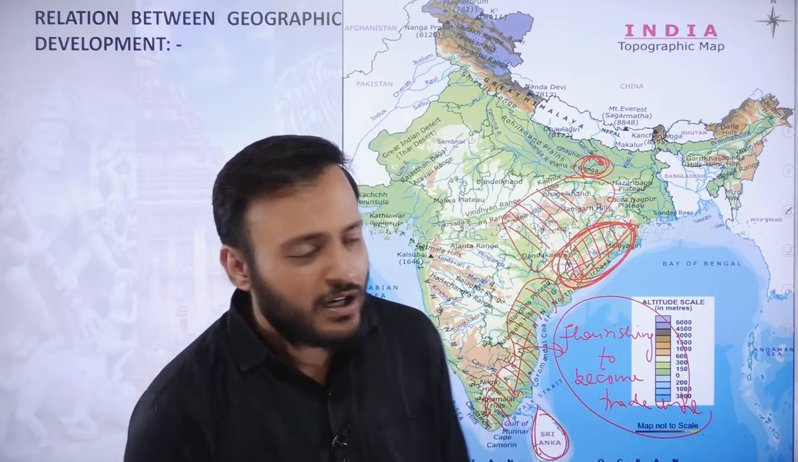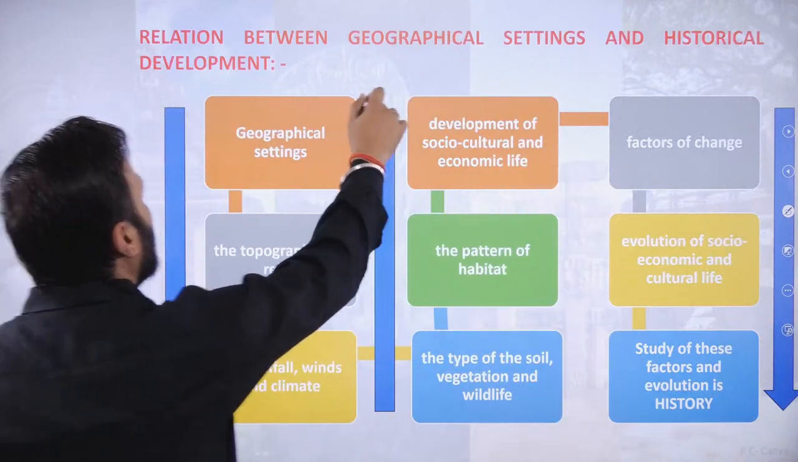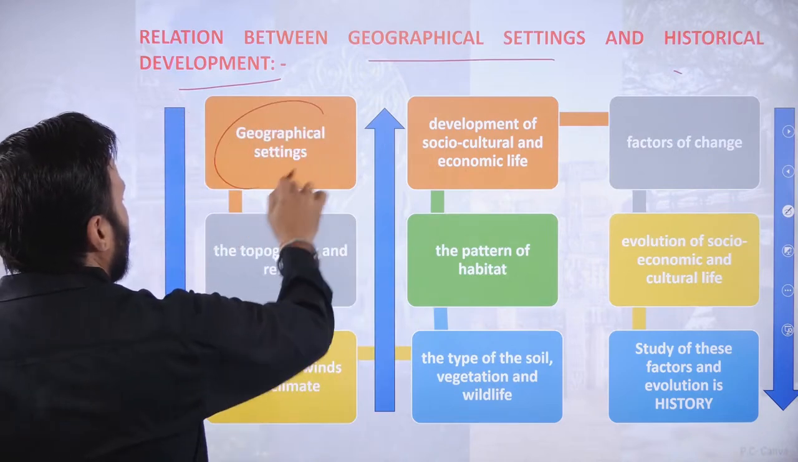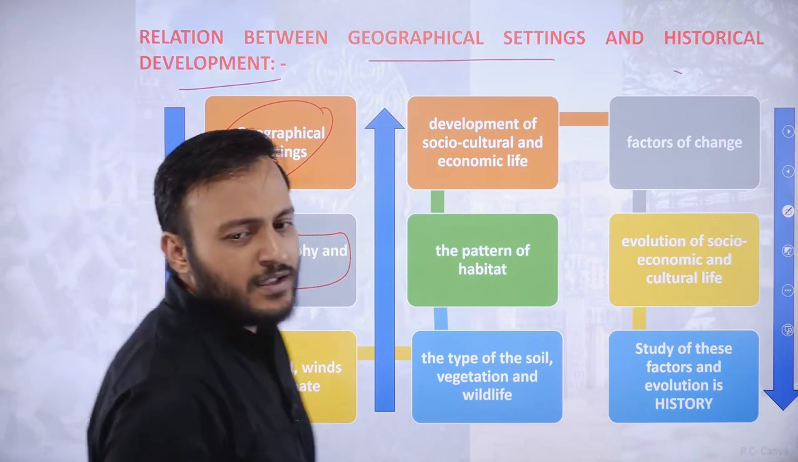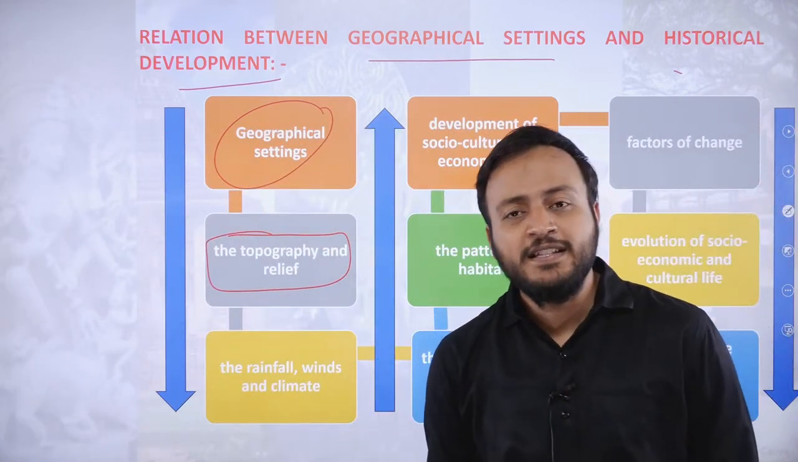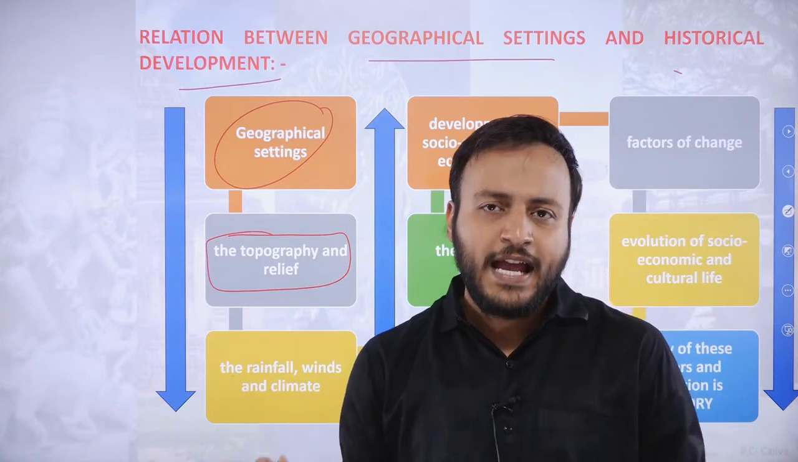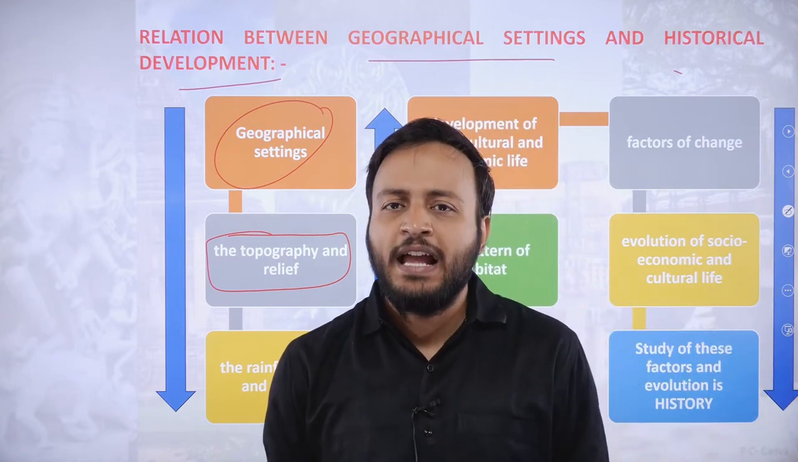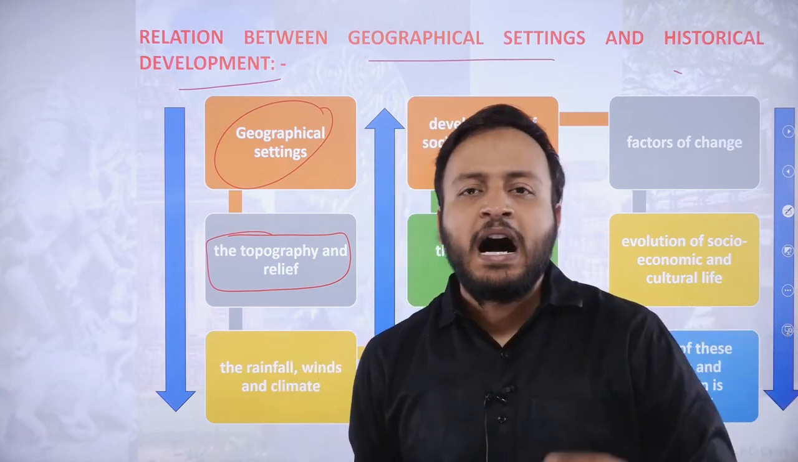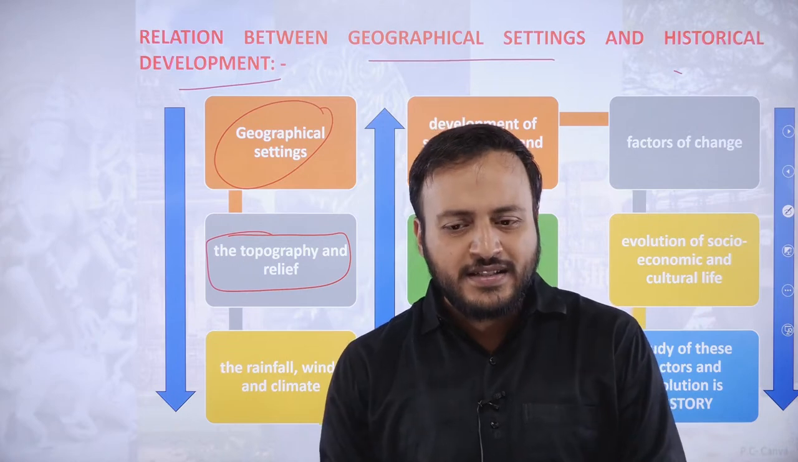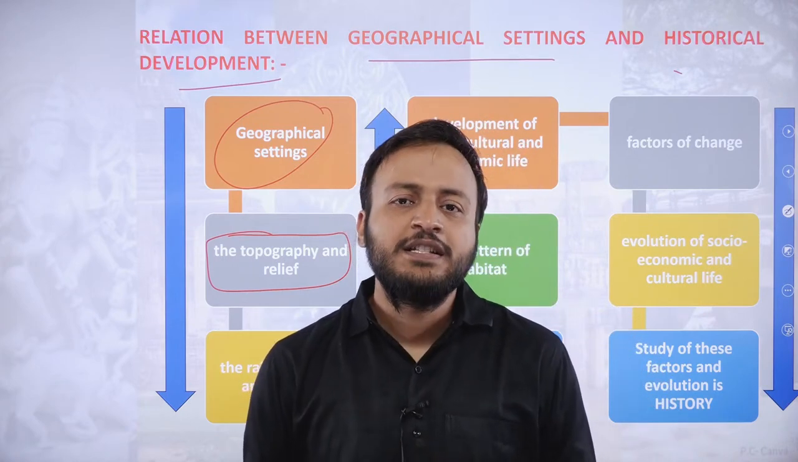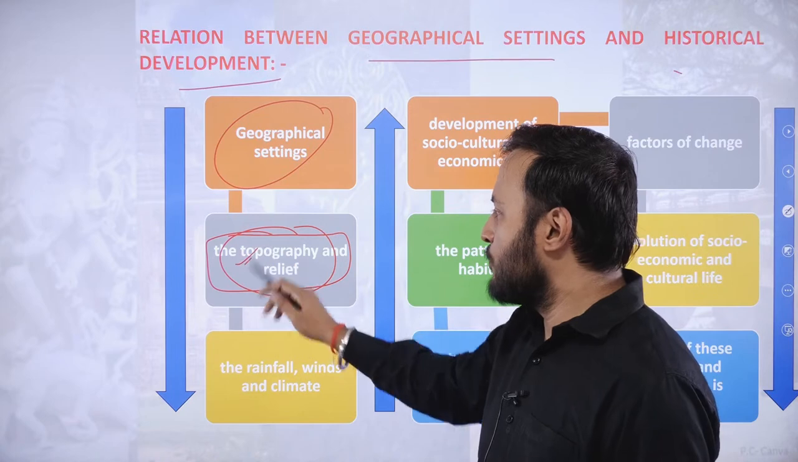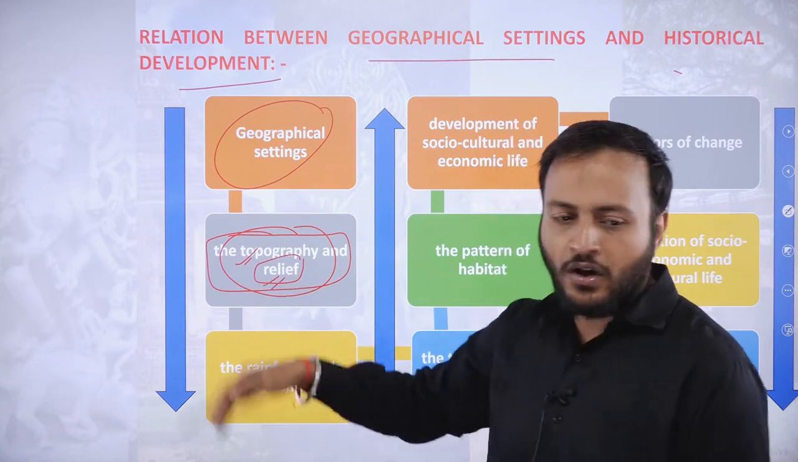Now, if we talk about the relation between the geographical settings and the historical development, let me tell you one thing. Geographical settings mean the topography and the relief. What is the topography and the relief? Topography and relief means the setting of the land, the setting of the particular territory. How is the land, right? How is the height of the land? How is the slope of the land? Are there any mountains, rivers, trenches, right? All these physical, physiographic features, if we study those physiographic features, then we call it topography, and the height is called the relief.